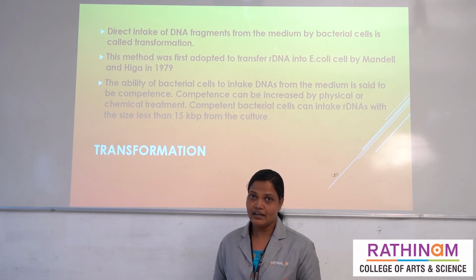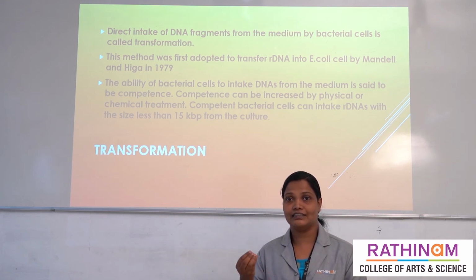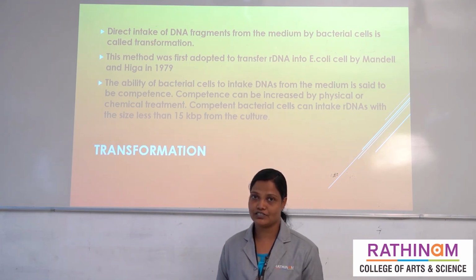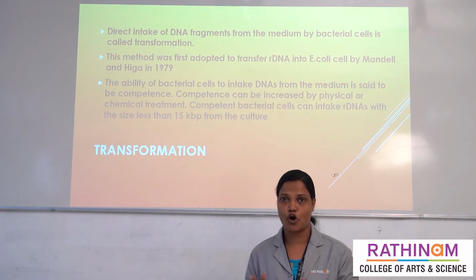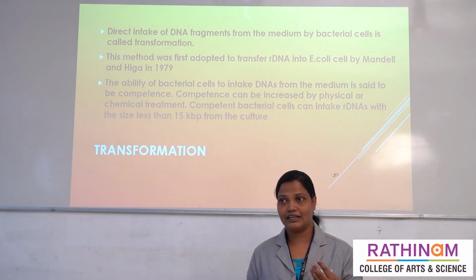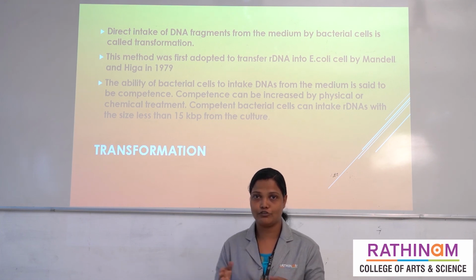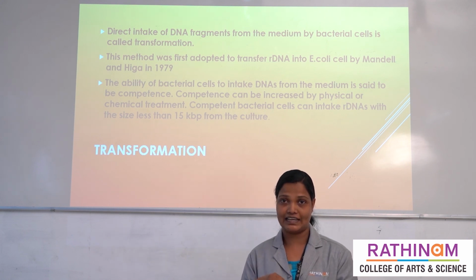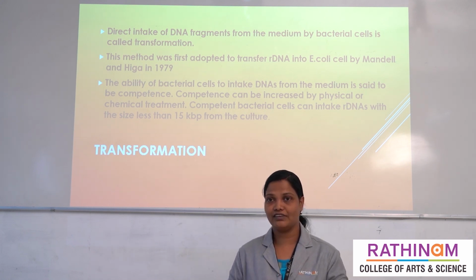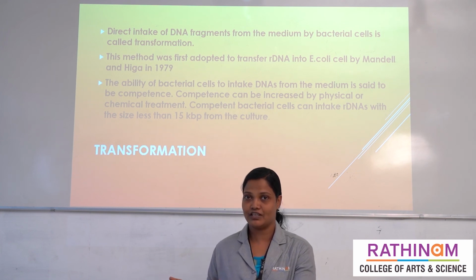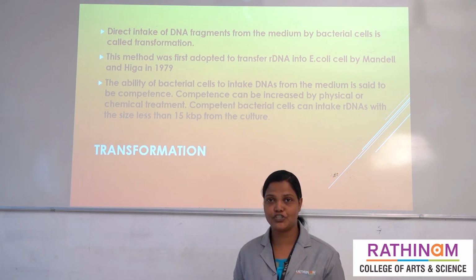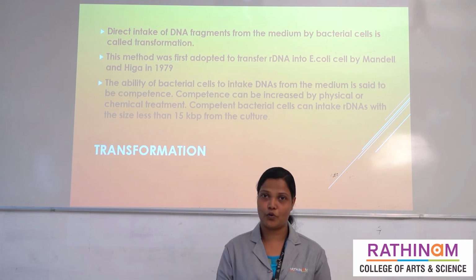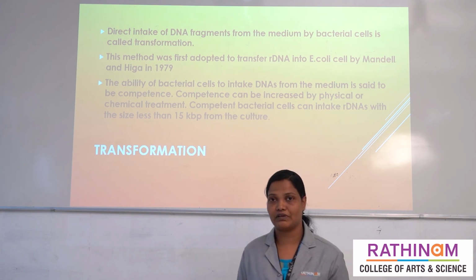After treating it, we add the rDNA into that solution and keep it at 40 degrees Celsius. It is like a heat shock treatment, so we have to cool it and then heat it. After adding the rDNA, we keep it in ice. After that, we keep it at 40 degrees Celsius. With the help of heat shock, the rDNA can enter through the hole and reach the cytoplasm of the bacteria.